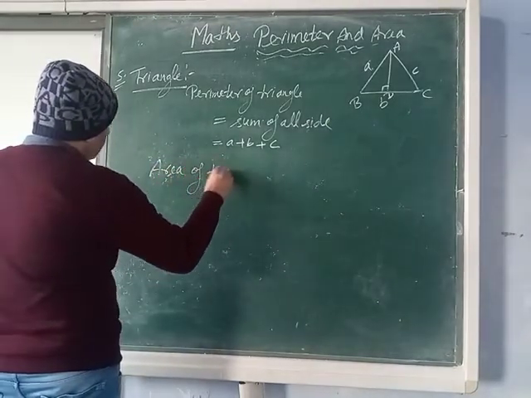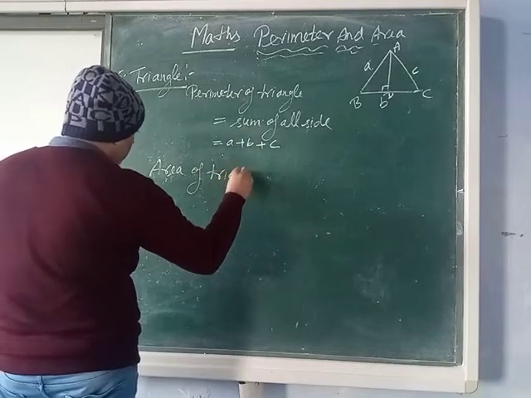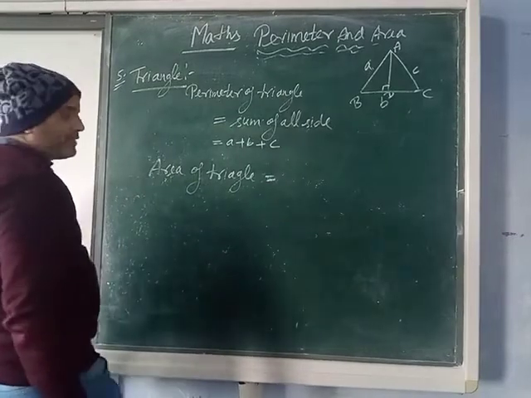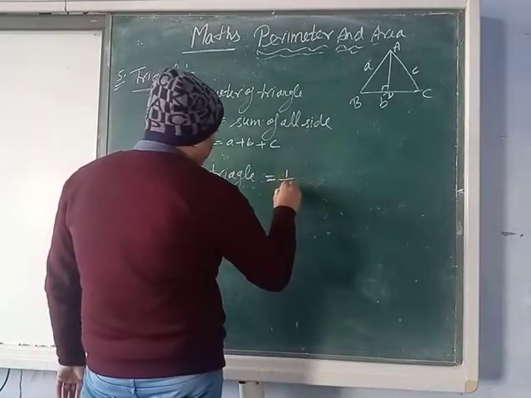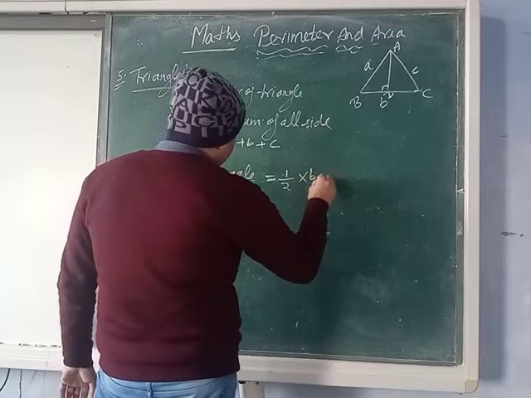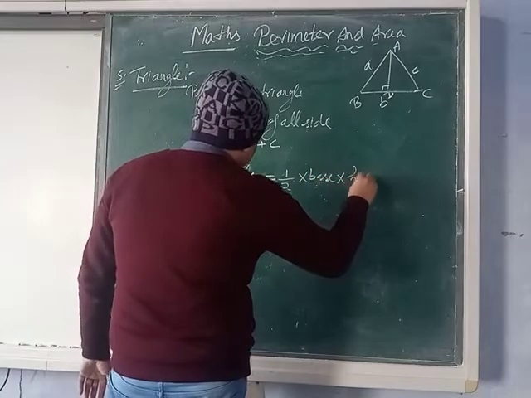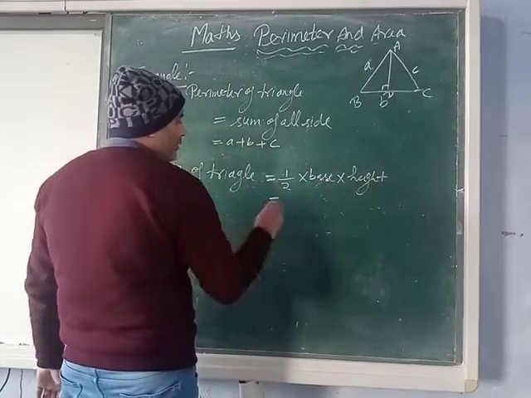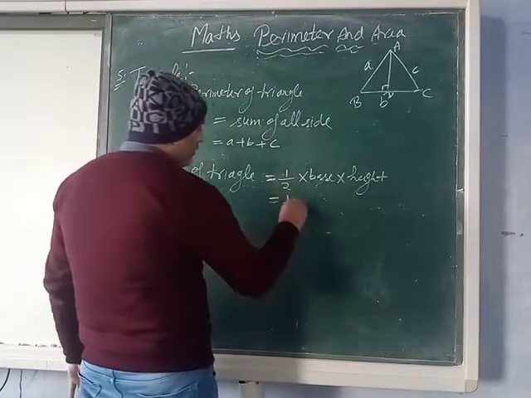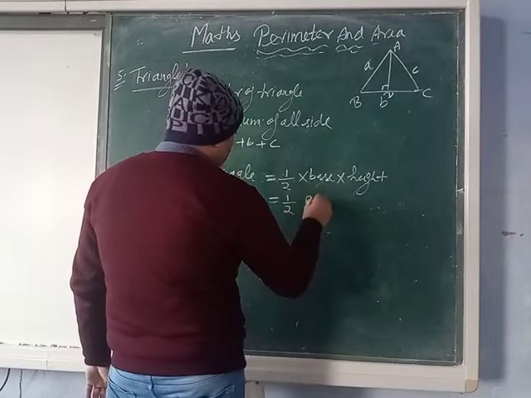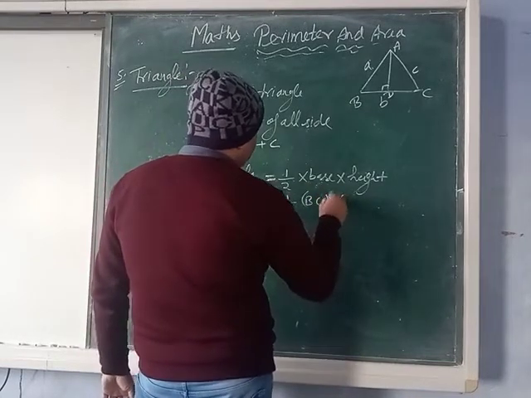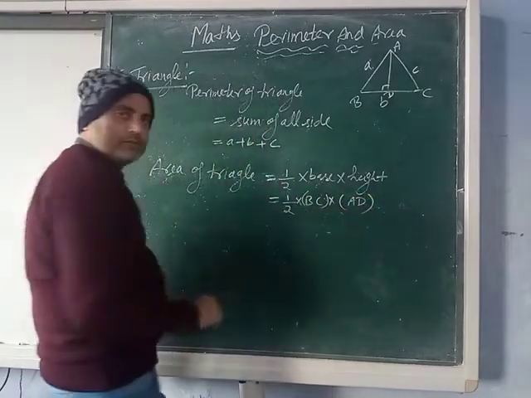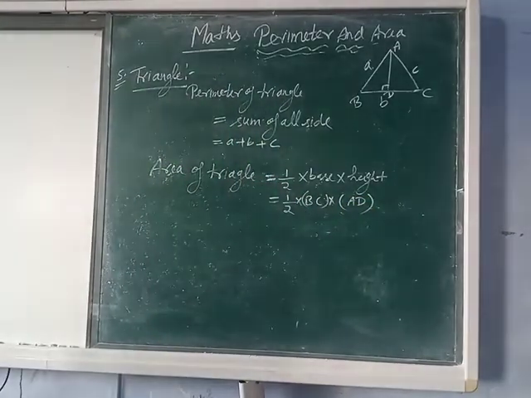And area of triangle, we know the area of a parallelogram is base into height. Now only you have to write 1 by 2 base multiplied by height. Okay. Is it clear? Or simply you can write 1 by 2, base is BC and height is AD. Is it clear? So write this thing also.